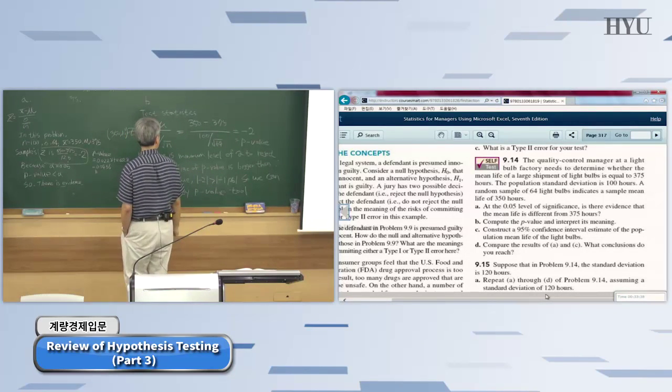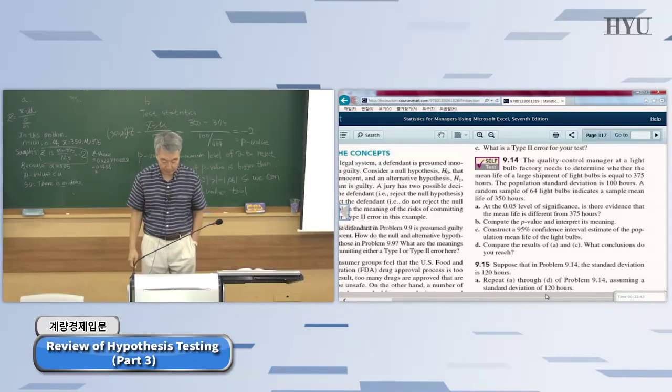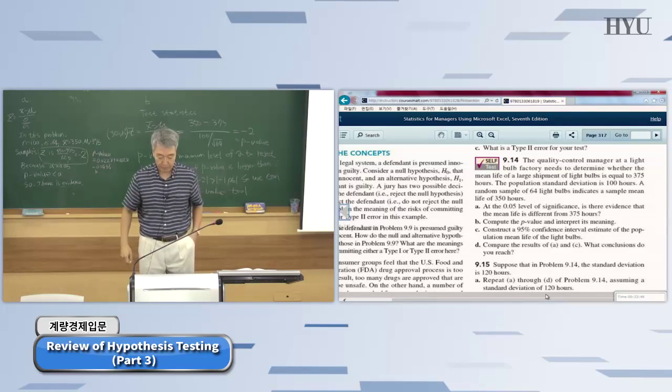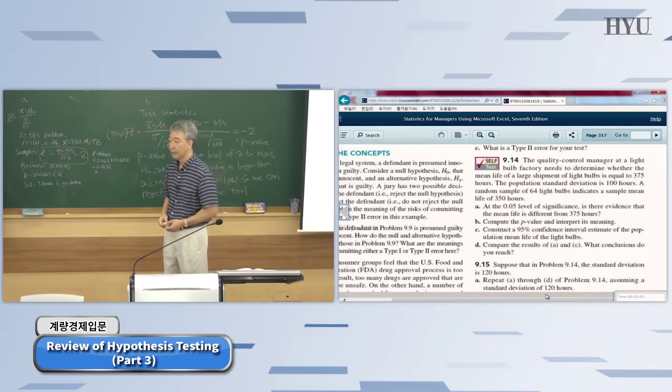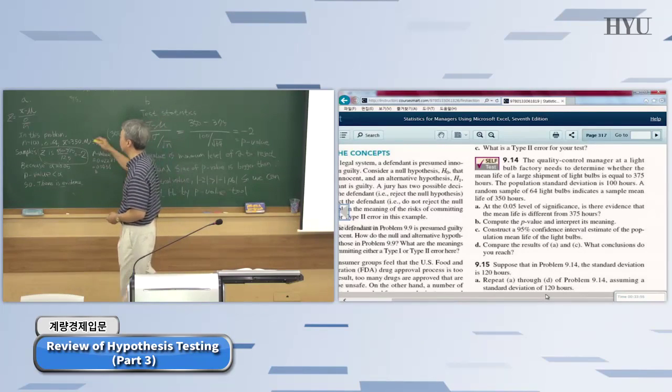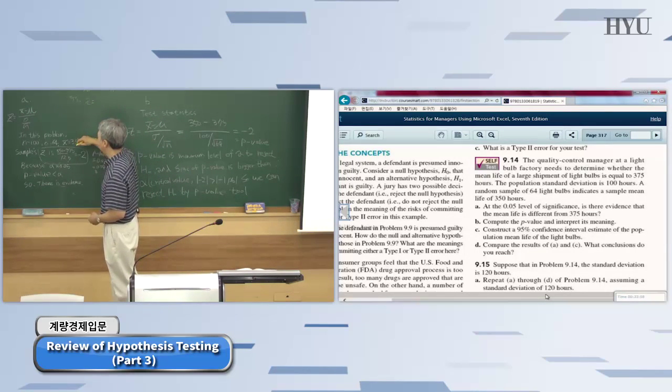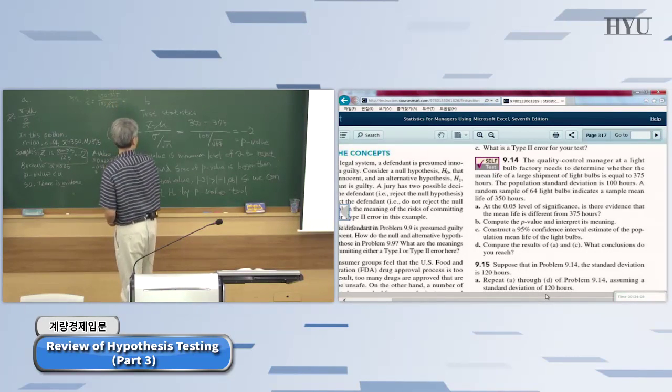First of all, it says the population standard deviation is 100 hours. So the population standard deviation sigma is given, right? So we can use the z-test, or the z-score as the test statistic, right? So z is 350 minus 375 divided by 100 over the square root of 64, which is negative 2.00, right? All right, and the decision rule.